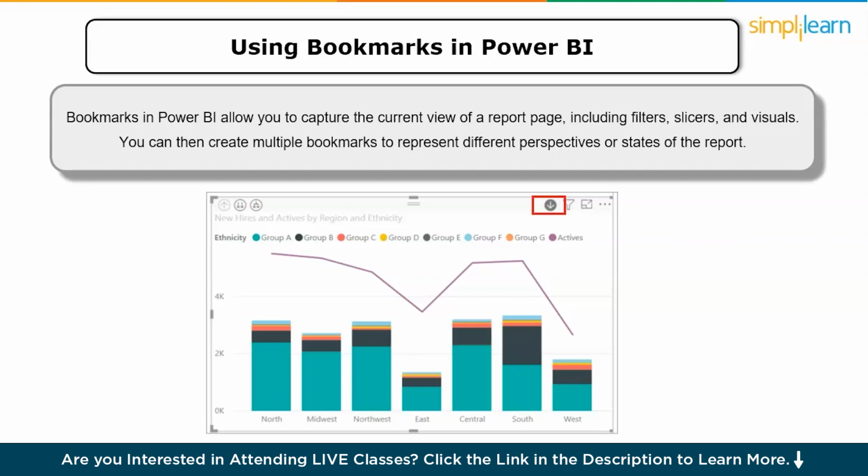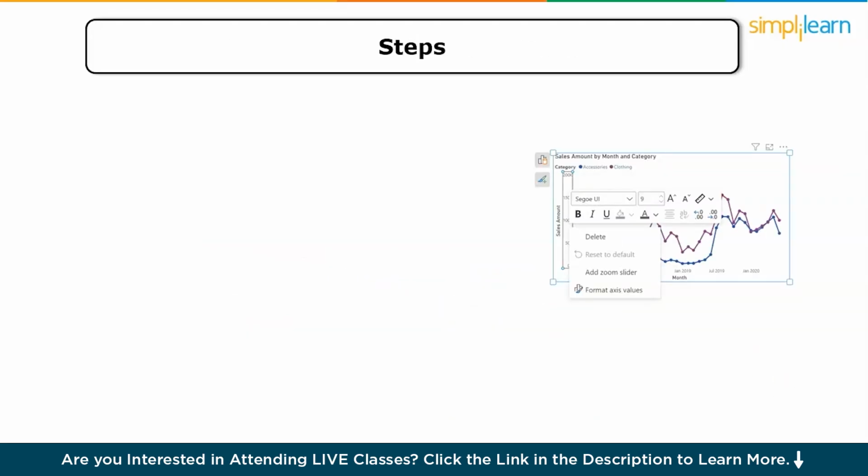How do we use the bookmarks here? Bookmarks allow us to create multiple views of a report page, including filters, slicers, multiple visuals, hide and unhide. So one single page inside Power BI can be converted into multiple views. And those multiple views can be navigated like a slide or a picture to represent different perspectives or states of the report. Now, how do we apply bookmarks? First, we need to go ahead and switch on the bookmark and the selection pane.